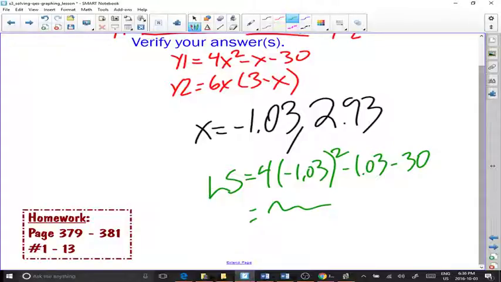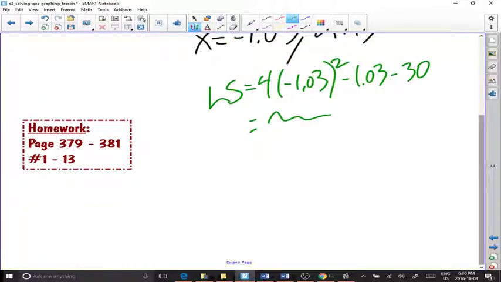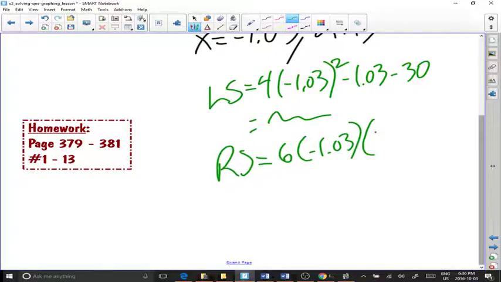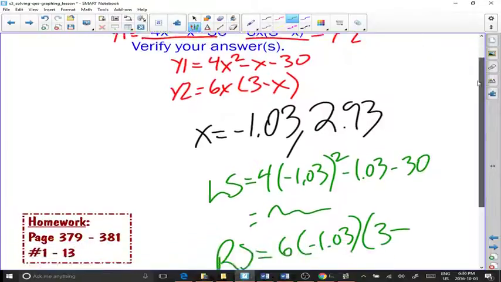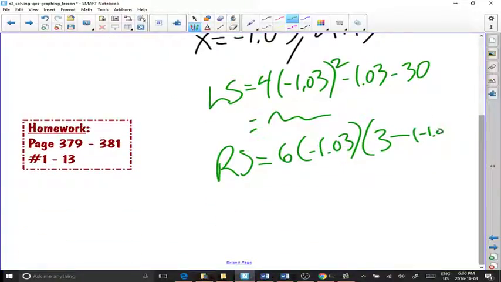Get an answer, and then do the same thing on the right side. 6 times negative 1.03 times 3 minus negative 1.03. If we plug it into the calculator like this, we let the calculator do all the work. These two numbers should be the same, or very close. Because we rounded, they're not going to be exactly the same, but they should be very close. And you can repeat with the other one as well. Okay, all right, there you go.